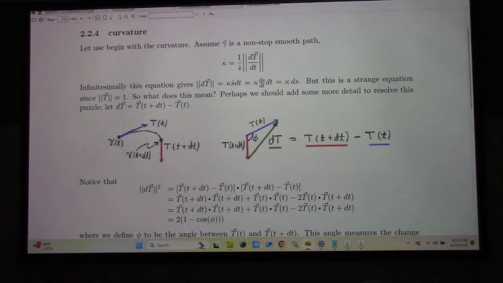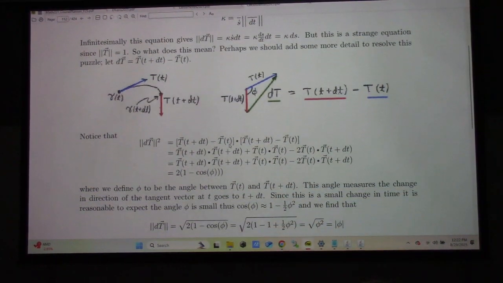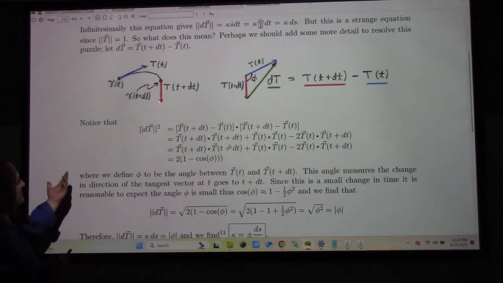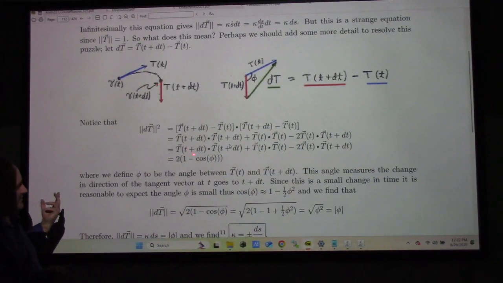And so because we're working with infinitesimal time, that means that phi is very small. So I can replace cosine phi with 1 minus 1/2 phi squared to a very good approximation. You might remember that from calculus 2.